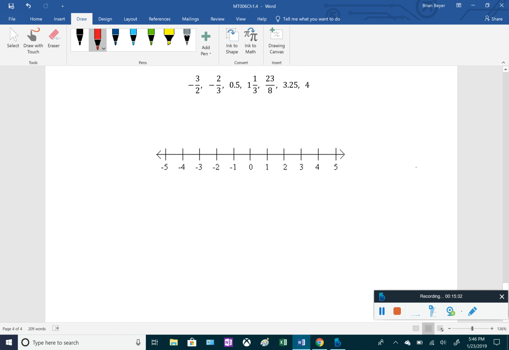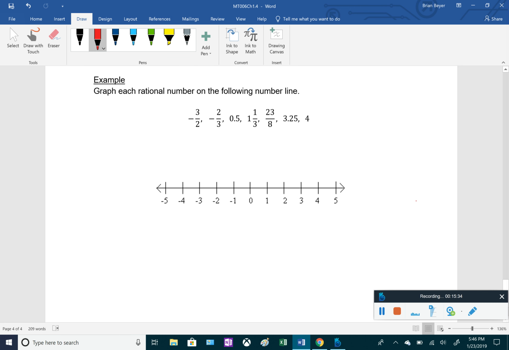Okay, let's just do this last example. Let's graph each rational number on the following number line. So we have negative 3 halves, negative 2 thirds, 0.5, 1 1/3, 23/8, 3.25, and 4. So we have a whole bunch of different types of rational numbers here.